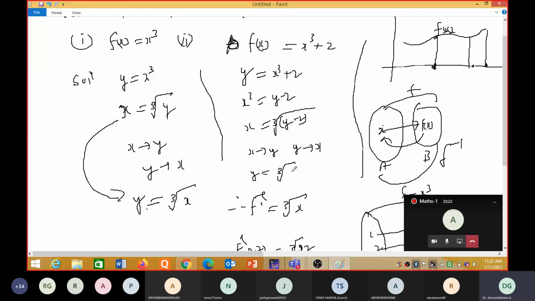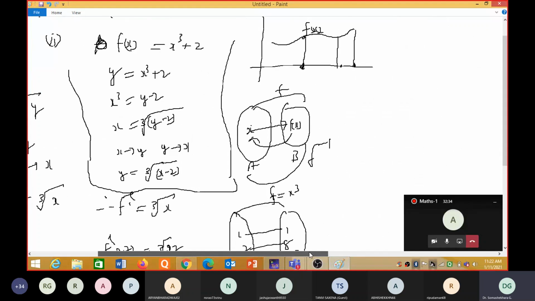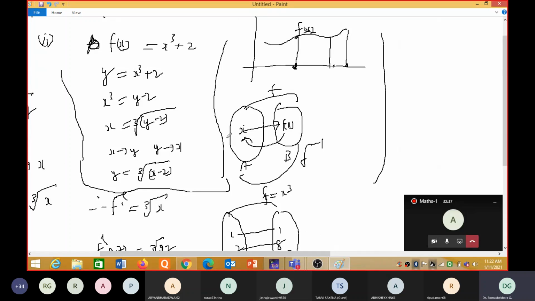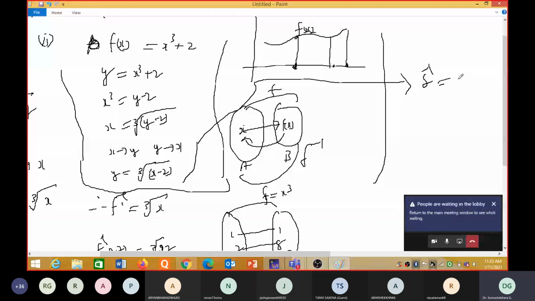So this is actually f inverse. Where to write? Okay, space is not there, so I'll show you with an arrow mark, from here to here. So this f inverse is the cube root of x minus 2. Like this we are finding f inverse. If any function is given, we can write its inverse without any difficulties.